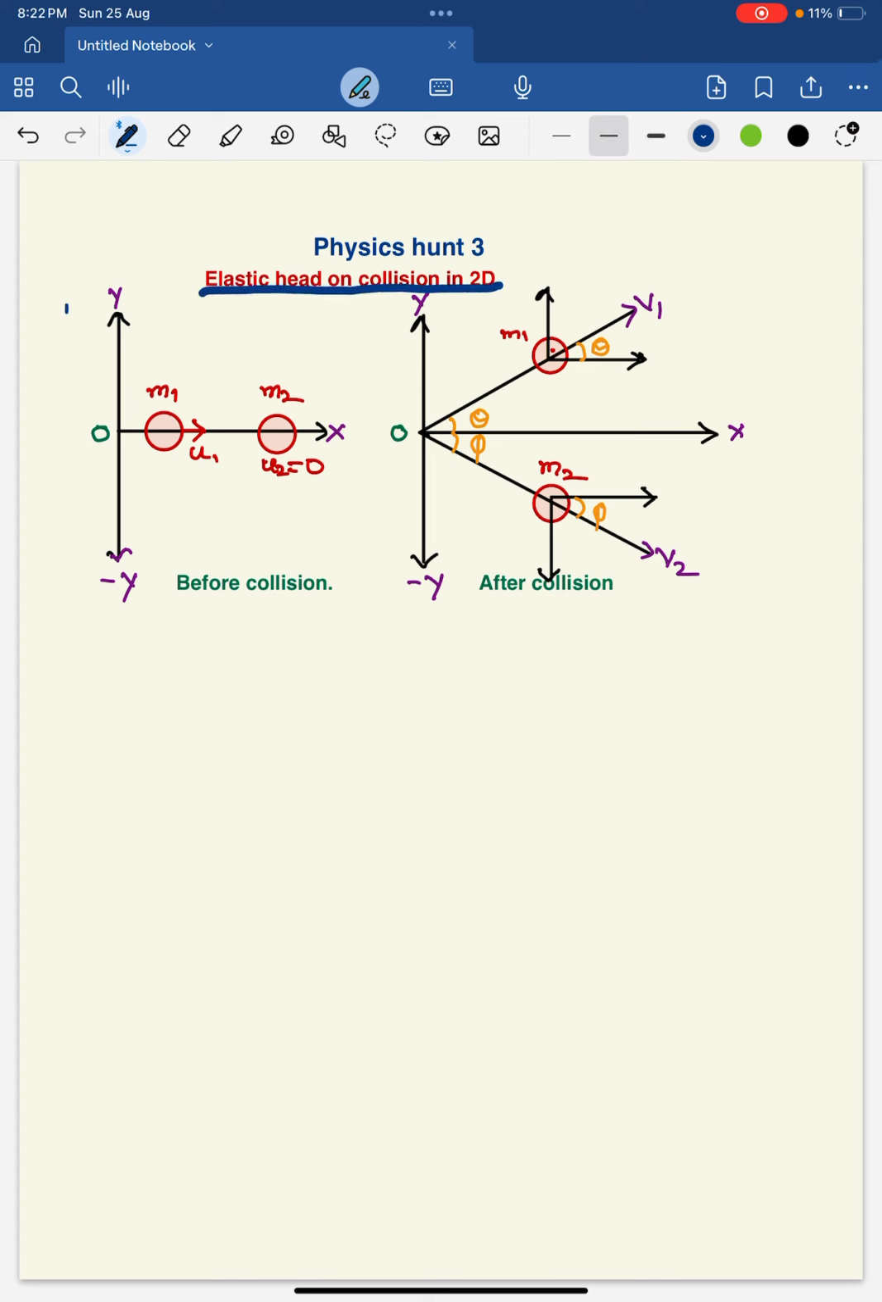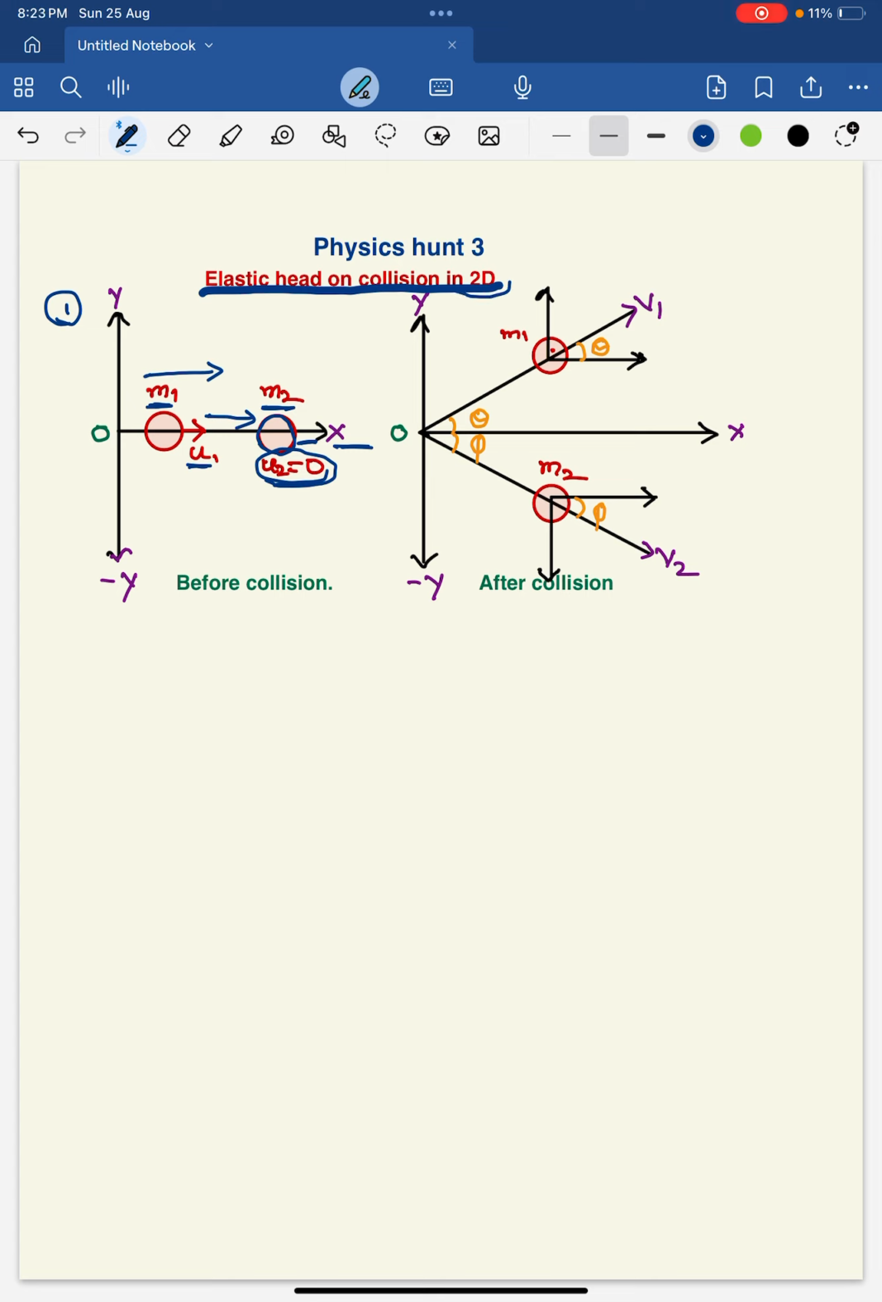Okay, so look at the first diagram here. Look at this diagram carefully. We have two objects. The first object of mass m1 is moving with velocity u1 along the x-axis direction, and the second object of mass m2 is located on the x-axis, but the second object is at rest. That's why the initial velocity of the second object is 0. So here only the first object is moving along the x-axis direction. Whenever the first body is moving here, definitely after a small interval of time, the first body collides with the second body in this direction.